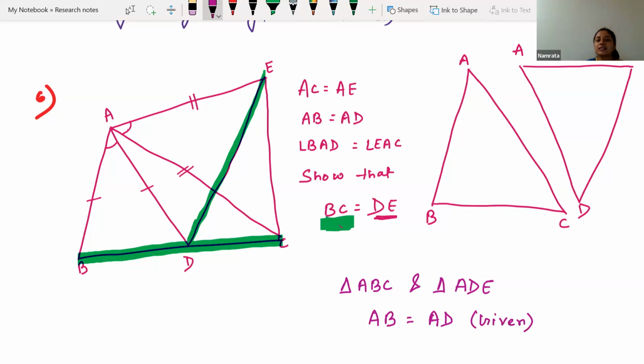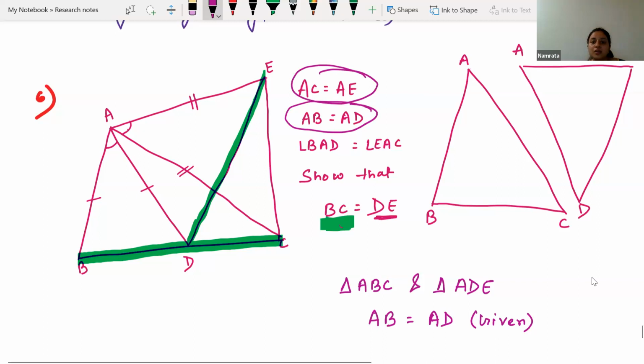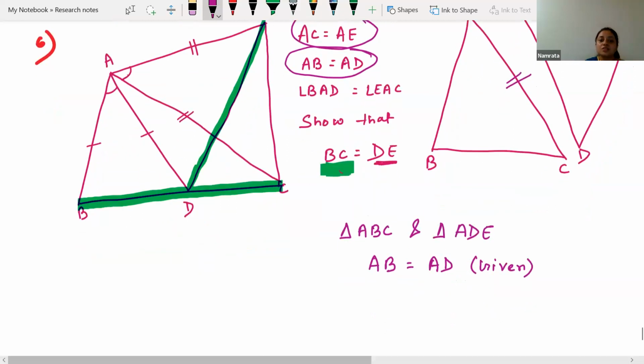Now, what else is same in these two triangles? Angle BAD is not here. Angle EAC is not there in that triangle. Apart from that, we are having these two also same. AB is equal to AD, that we have written. AC is equal to AE also we are having. So side AC is equal to side AE. That is given in the question itself, so let me write it. AC is equal to AE.